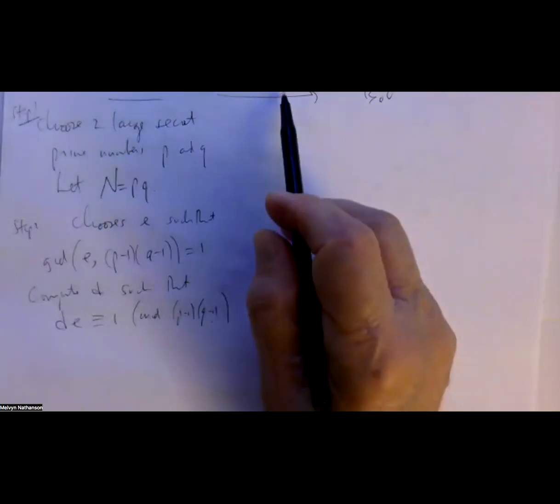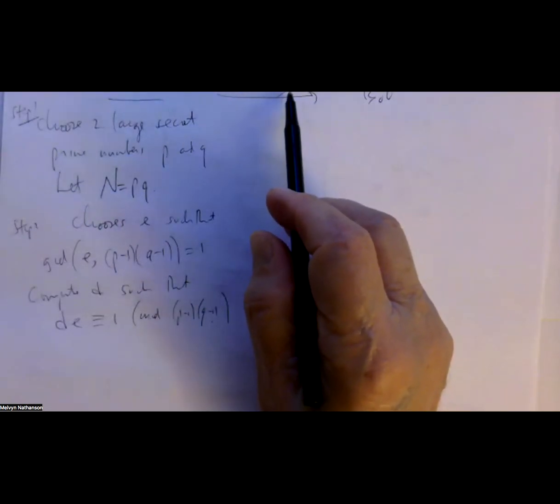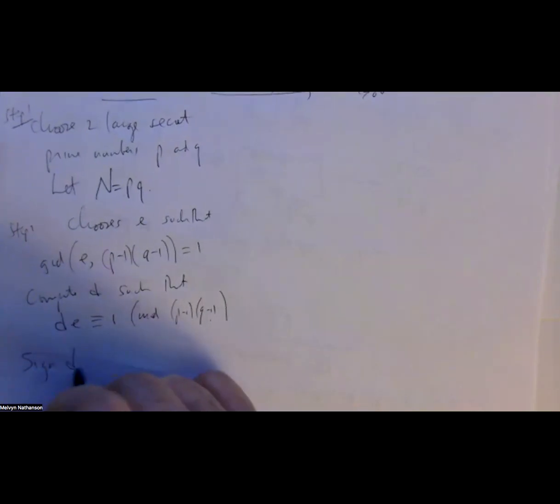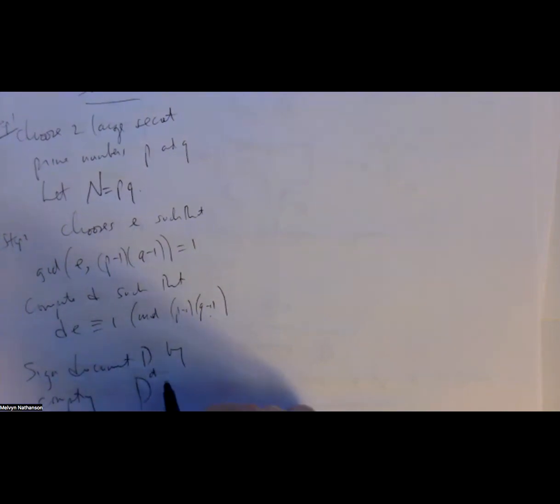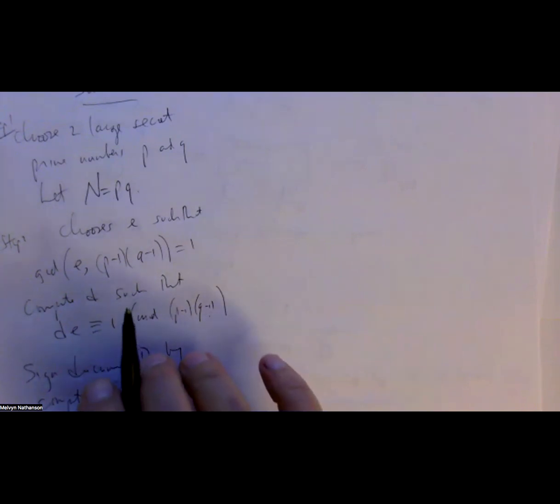So Samantha has a document D, and she wants to add her signature. And what is the signature? You sign document D by computing capital D to your secret exponent little d mod N. And that is what we call the signature.